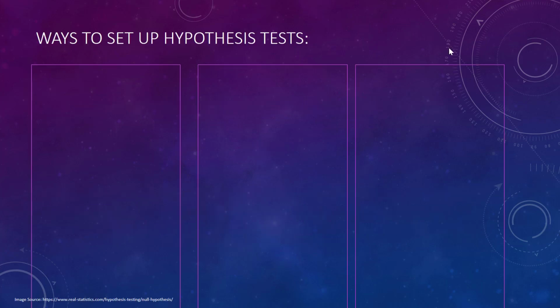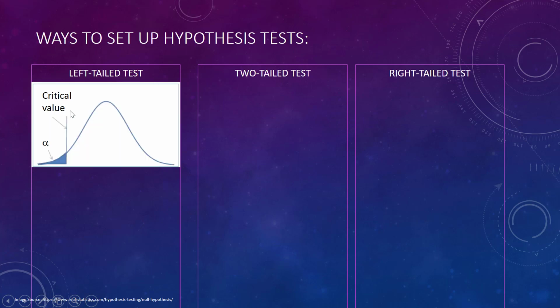Ways to set up hypothesis tests. There are three types of hypothesis tests: left-tail tests, two-tail tests, and right-tail tests. Let's begin by looking at what a left-tail test means. In a left-tail test, we have a critical value that separates the left alpha area from the rest of the area in the graph.